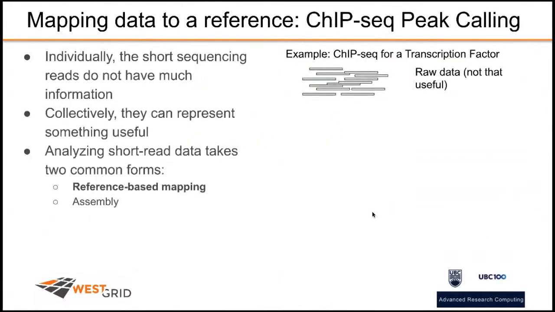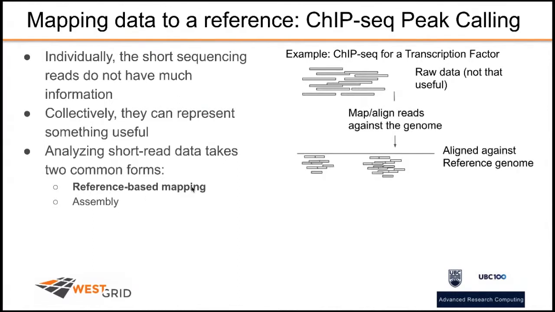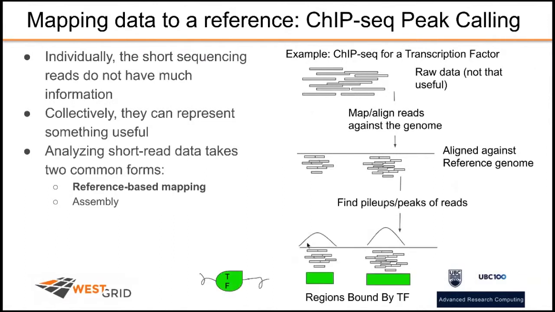Individually, when these sequences come off the machine, they don't have much information. The raw data, as we refer to it, or this raw unmapped FASTQ file, doesn't have much utility and is not easy to interpret. However, collectively, they can represent something useful. So for ChIP-seq and ATAC-seq, we're going to be going over reference-based mapping. The process there is that we have a reference genome, for example, the human reference genome. We can map these reads against that reference genome to see where a given read matches up to the reference genome sequence. And then we can find places where those reads are piling up or aggregating in a single region along that genome.